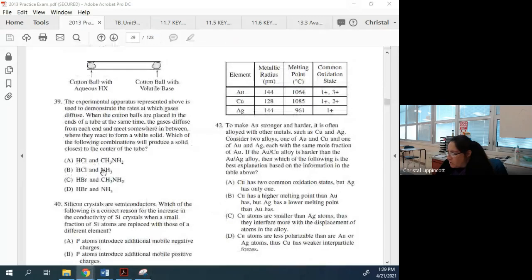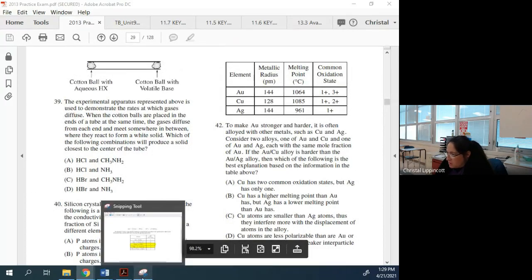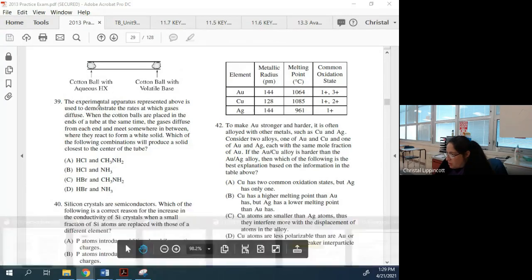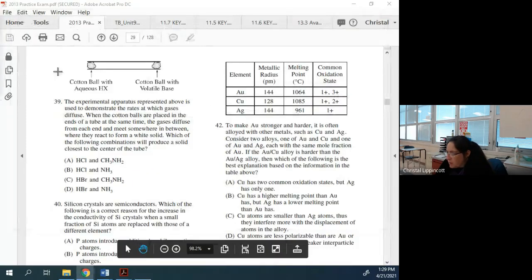All right, see if you can figure out 39 and get your answer up. That doesn't involve any math, so you should be able to get a fairly quick, well, I guess it does involve a little bit of math. I guess it does. I'll shut up. You're going to need your periodic table for that one probably.